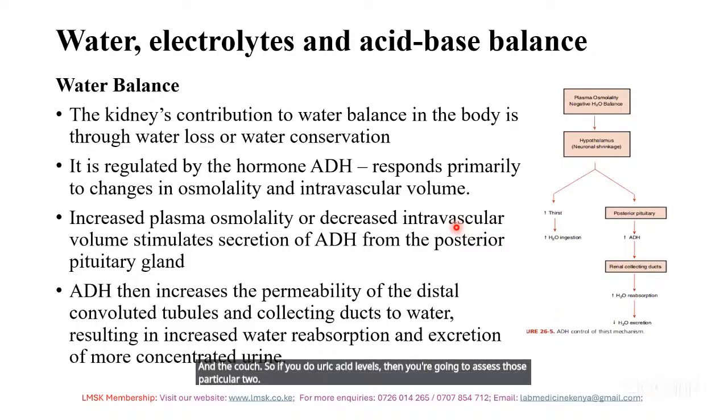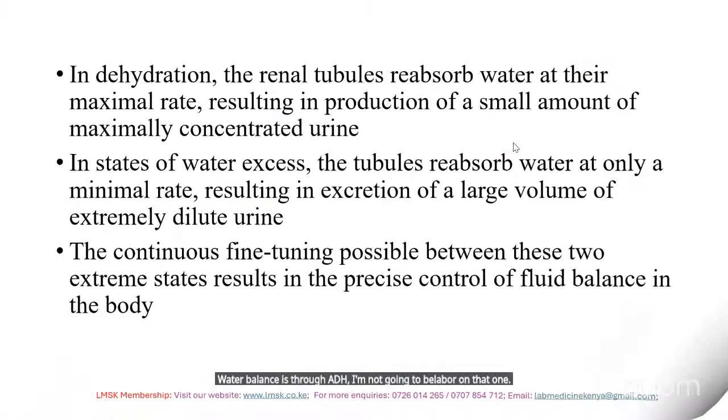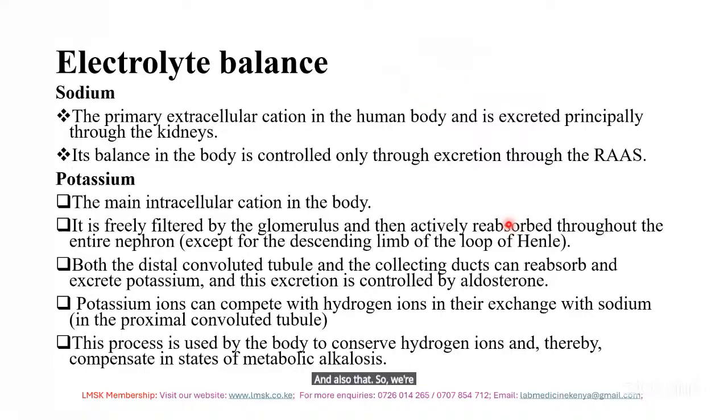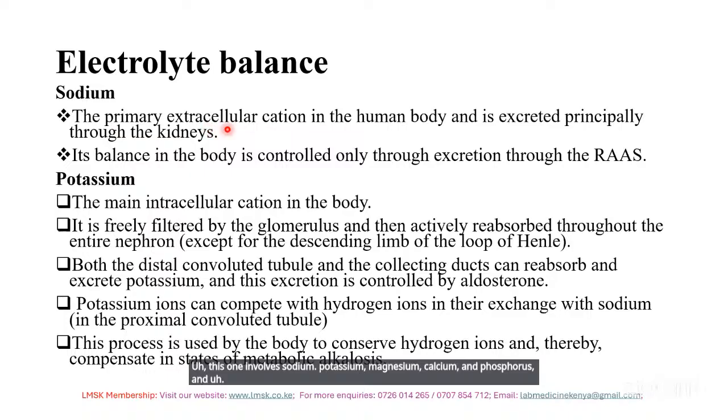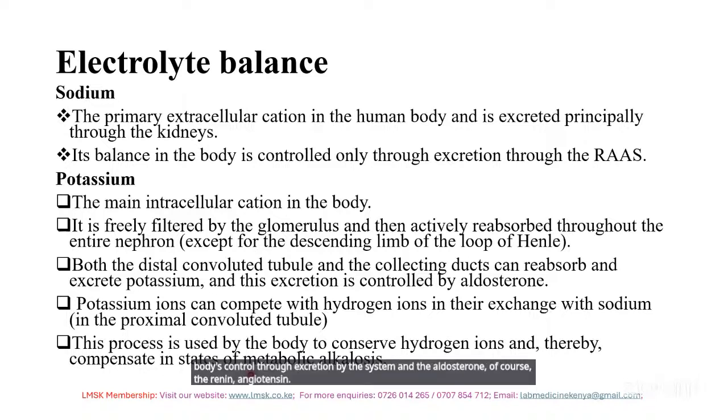Water balance is through ADH. I'm not going to belabor that one. So we're going to look at electrolyte balance. This involves sodium, potassium, magnesium, calcium, and phosphorus. Sodium is the primary extracellular cation in the body and is excreted principally through the kidneys. Its balance in the body is controlled through excretion via the RAS system and aldosterone, of course, the renin-angiotensin-aldosterone system.